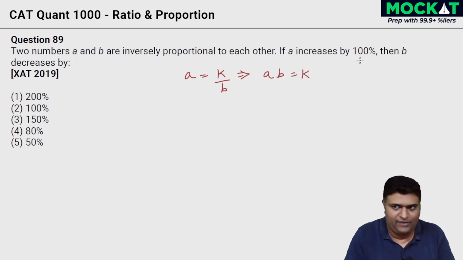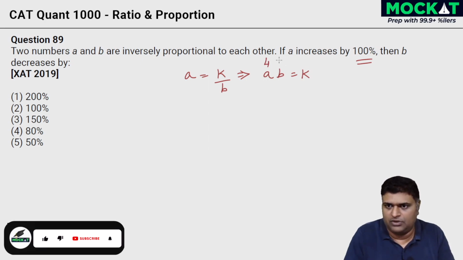Now, once again, everything is given in relative terms. It's all percentages. Answer options are also percentages. So just plug in some values over here, right, and get done with it. So let us say 4 into 2 equals 8, right? 8 is going to remain as it is.